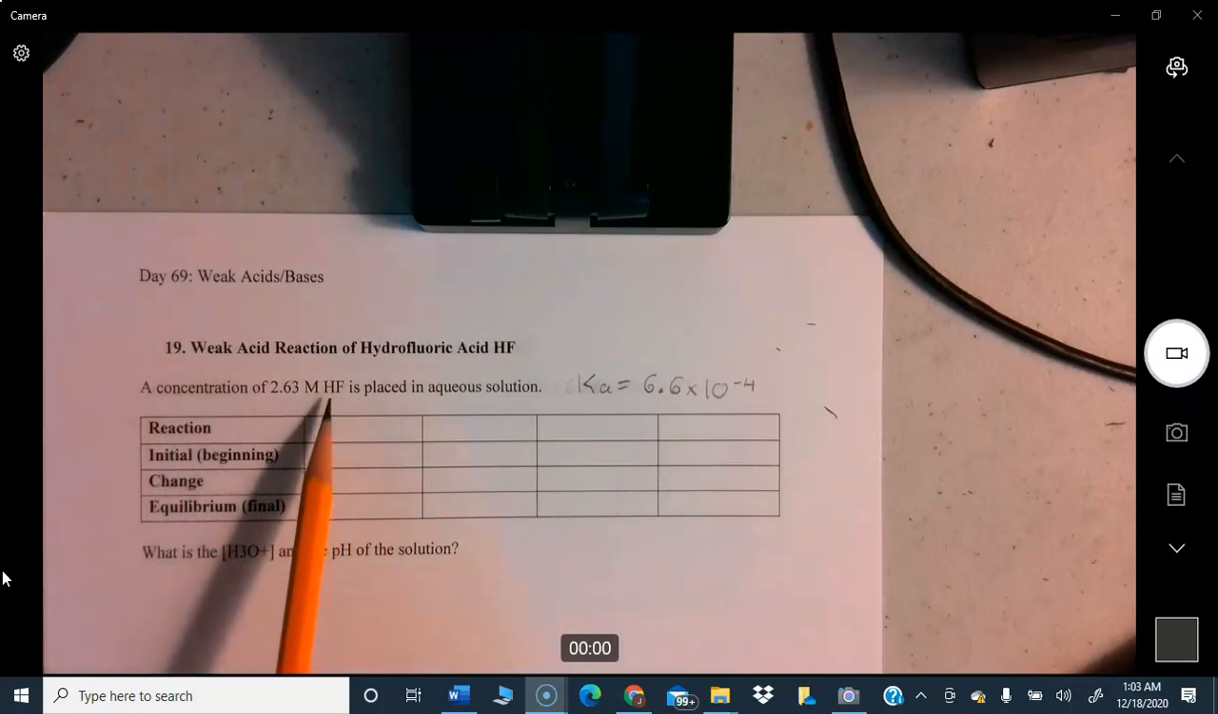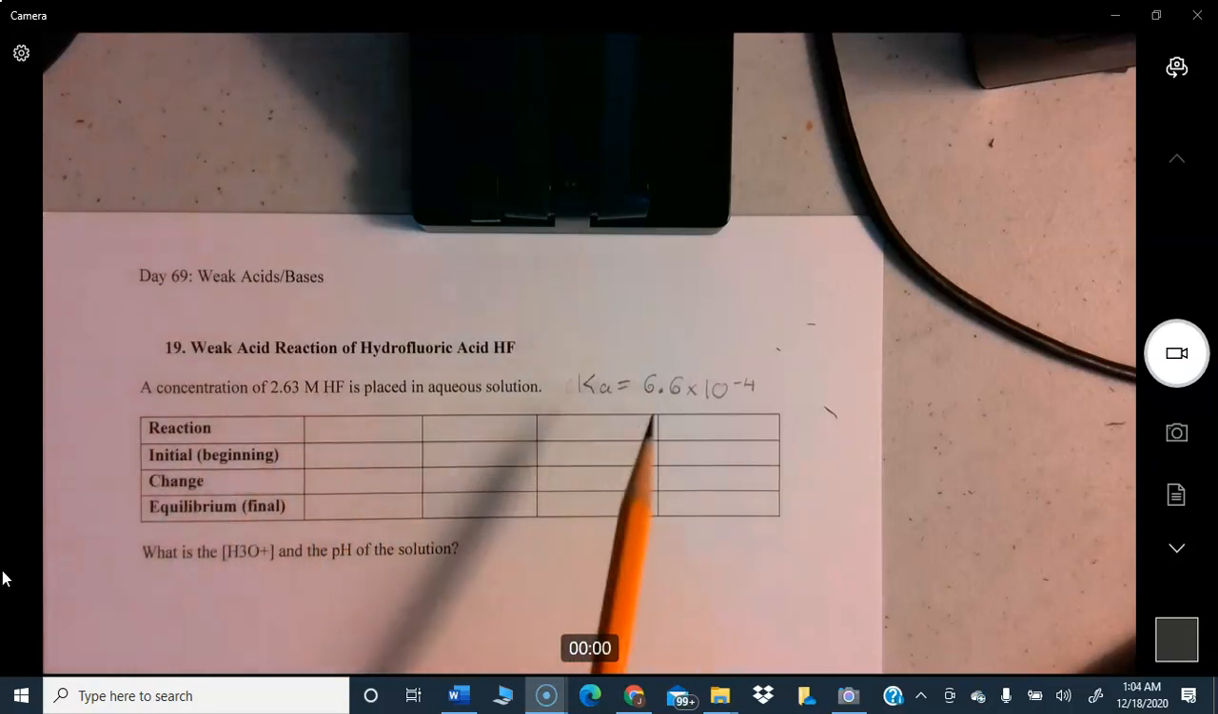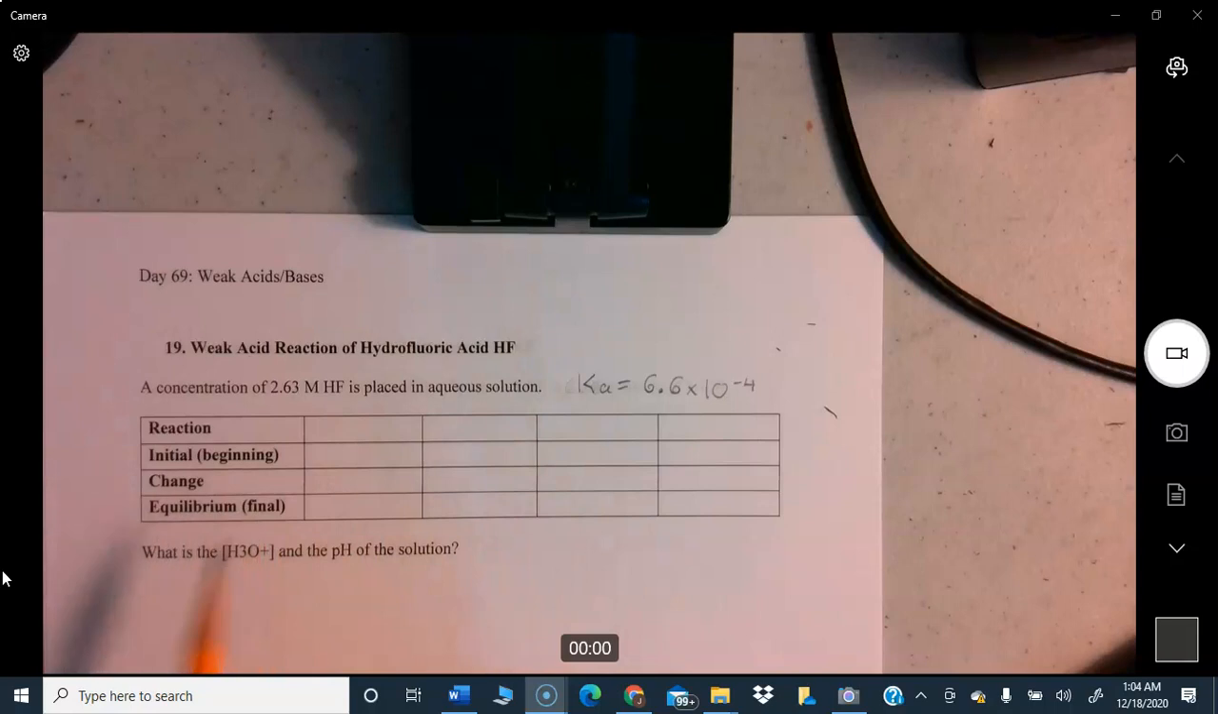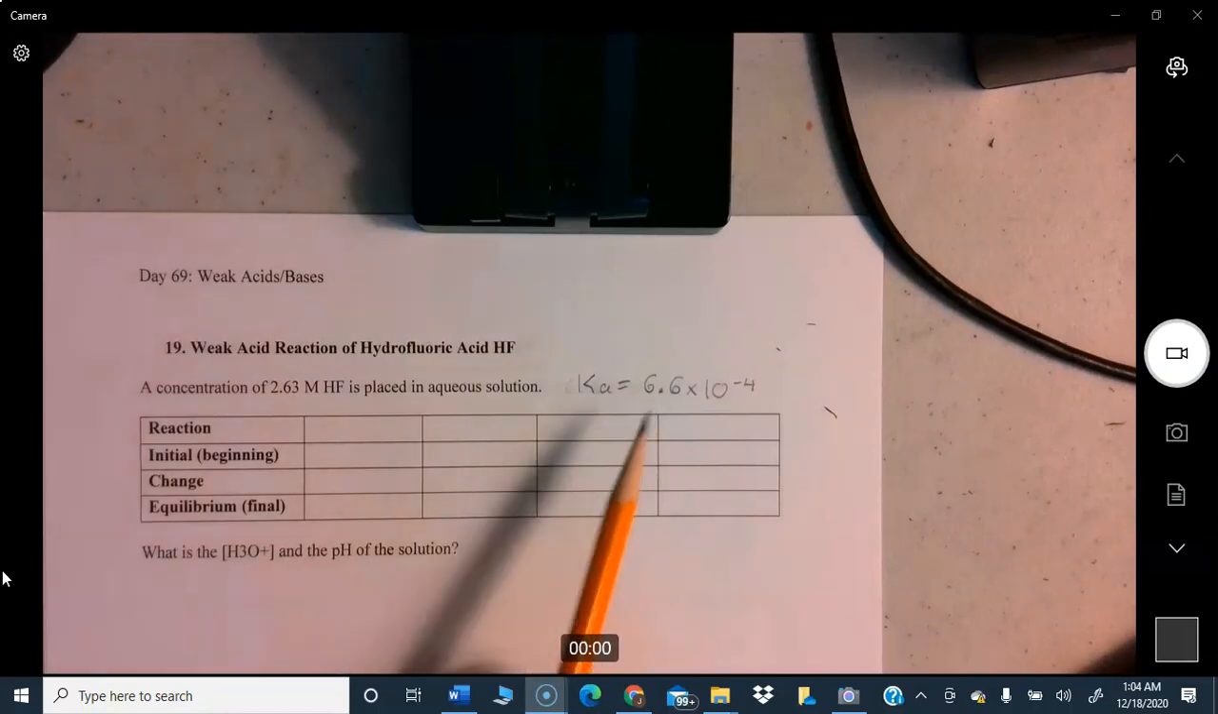Now, if you were an enterprising person and you saw that I hadn't given you a Ka, you simply could have gone online and looked for it. It's just a very common number. It's very easy to find if you just type in Ka for HF in Google. It'll bring that value up right away on the first page.